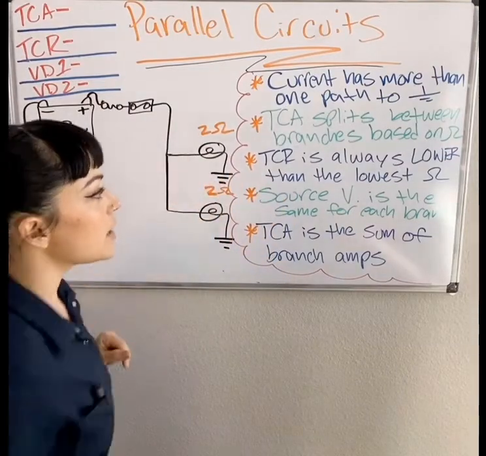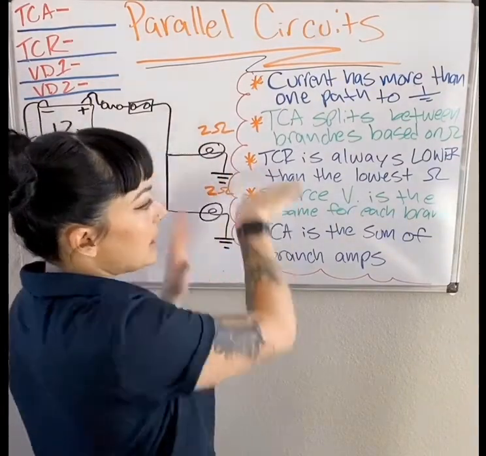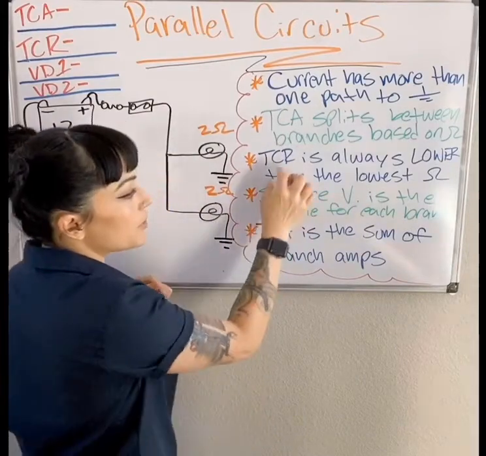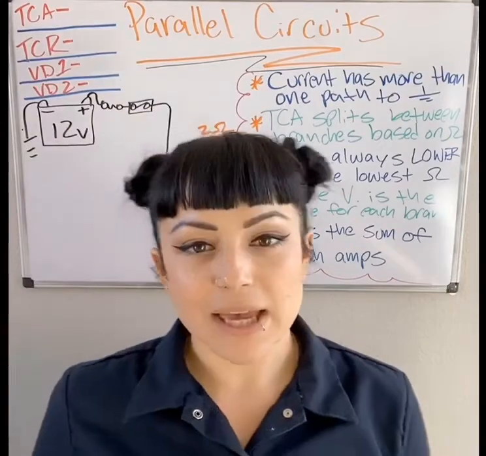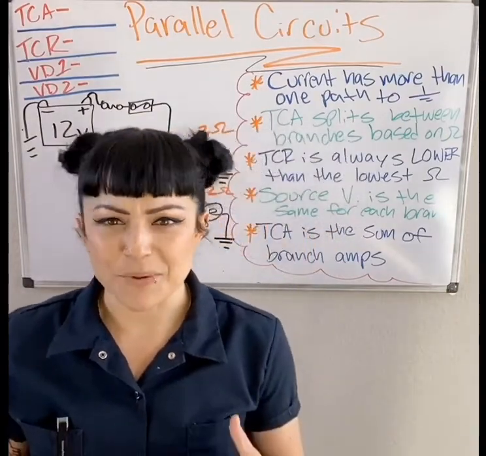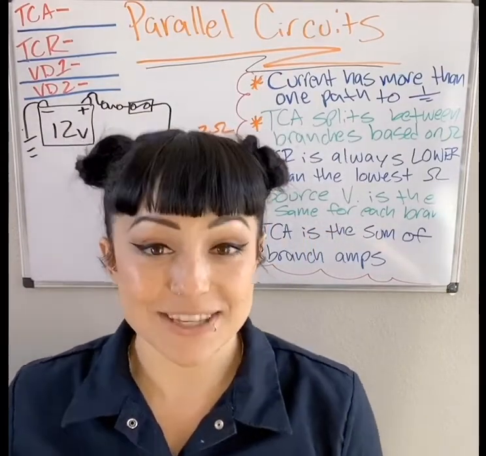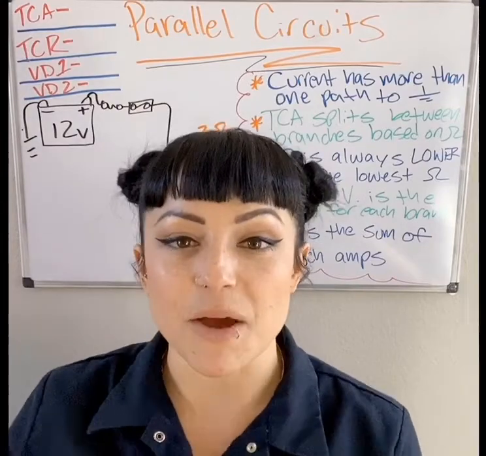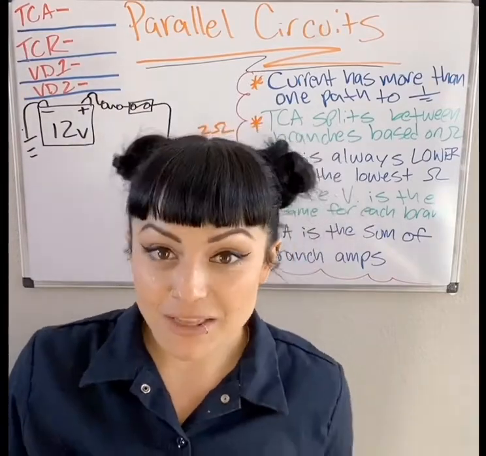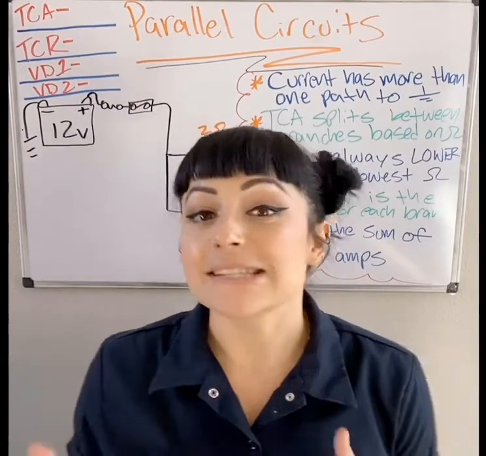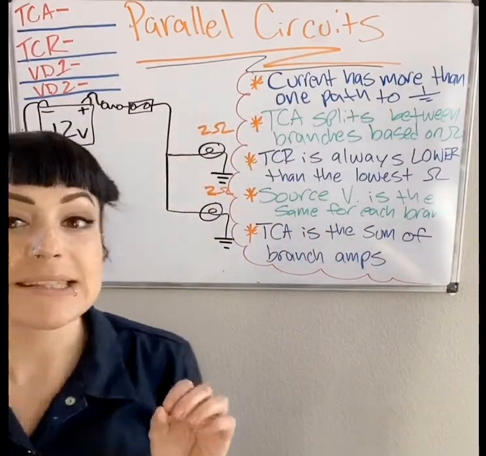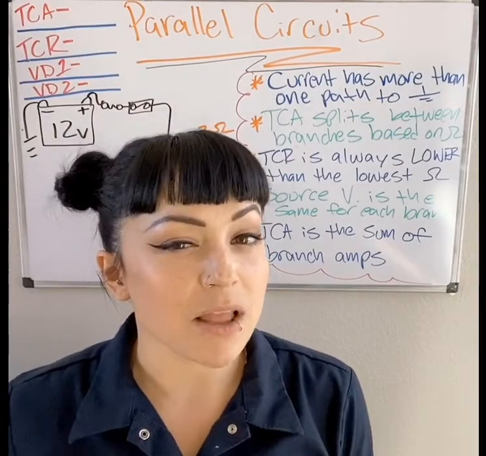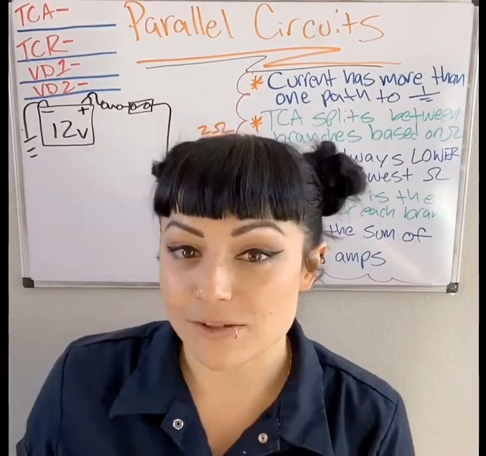But before we do that, let's look at TCR. Again, I started going out of order here, but this is the last one I haven't spoken about yet. And it's crazy because it's almost exactly the opposite of a series circuit. With series circuits, TCR is the sum of all resistors. Well, in a parallel circuit, TCR is not the sum of all resistors. So I am not adding them up. Instead, TCR is always lower than the lowest resistor.